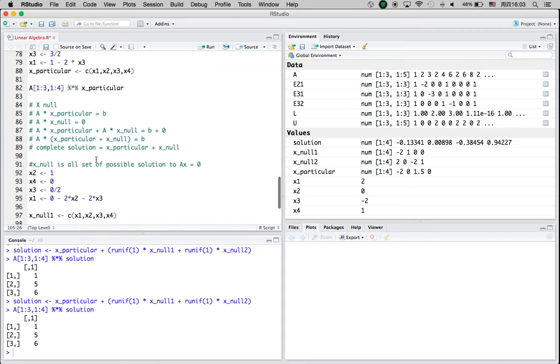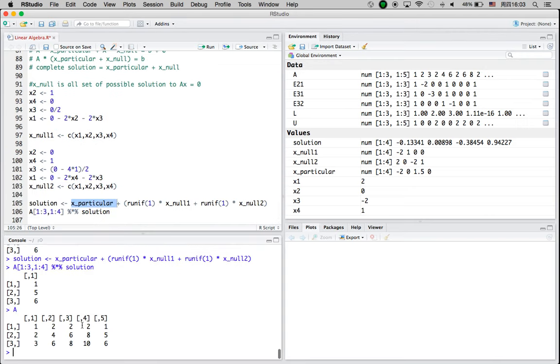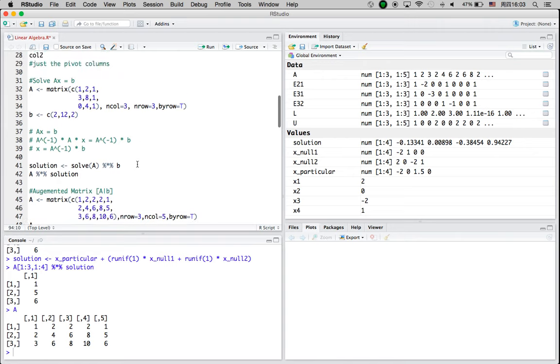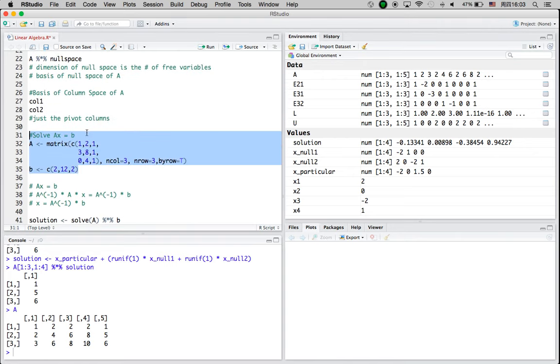for this linear system. Again, let's take a look at the matrix A. Any combination of the null space plus the x particular, multiplied by the coefficient, which is the first 4 columns, will return 156. So that is the complete solution for Ax equal to b when there are infinitely many solutions, unlike the part here where there's a unique solution.